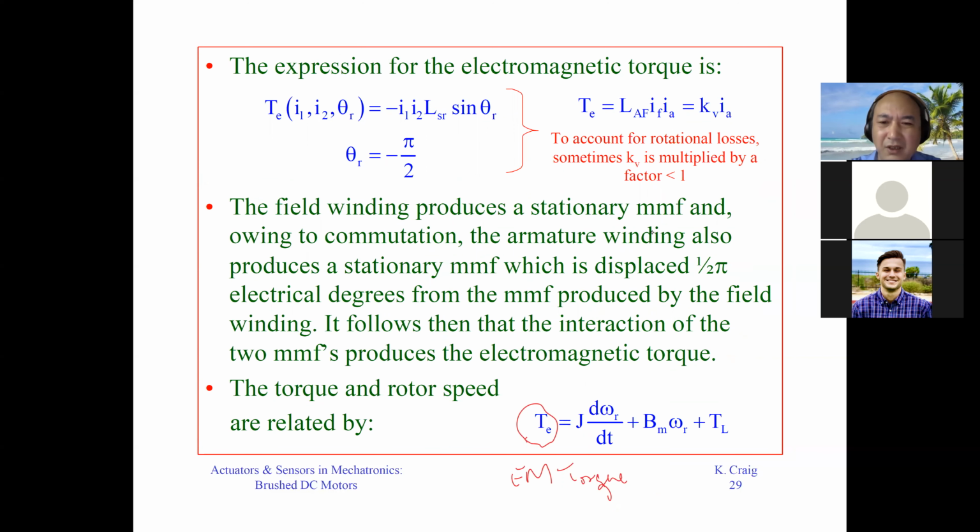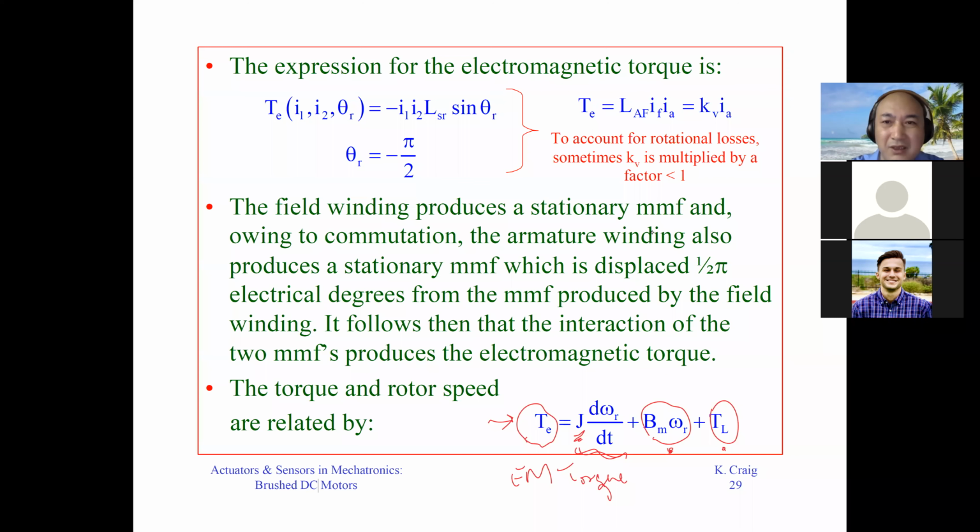Generated to counteract the load torque. This is the frictional torque, and this is Newton's second law, right? So this is omega, theta double dot. This is friction, viscous friction, external load, and the acceleration, the angular acceleration. This is the moment of inertia, right?